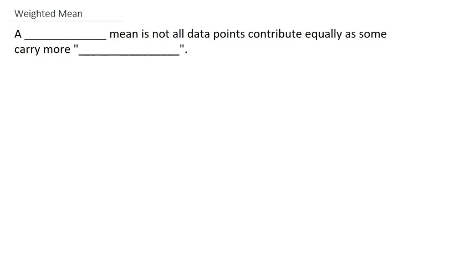Weighted mean. Weighted mean is when not all data points contribute equally, as some carry more weight. So let's explore this in an example.